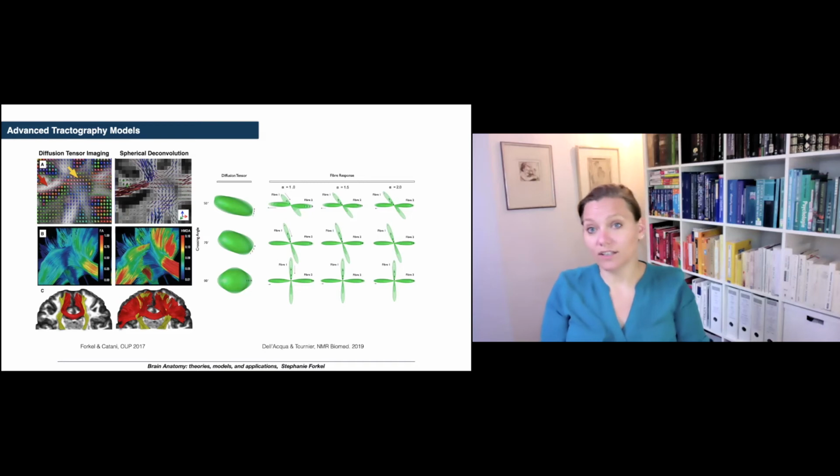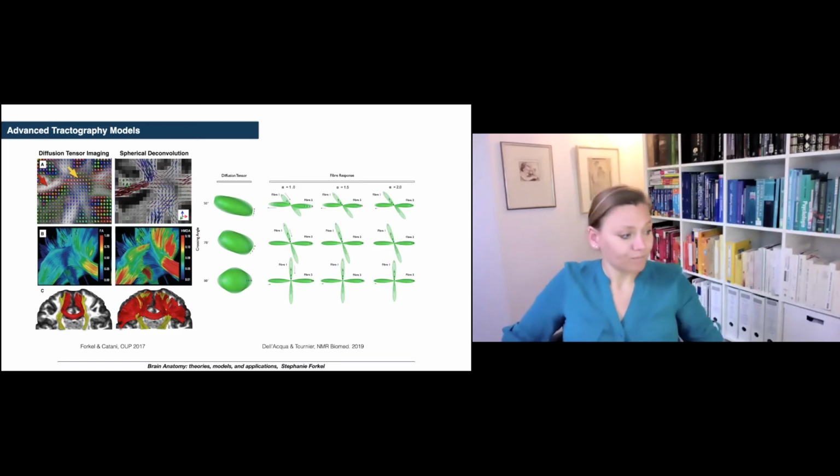So the question is, if that is the case and we get beautiful reconstructions, why don't we use it all the time? Why do we still use DTI? One reason is that the FACT algorithm, the classical DTI algorithm, is actually licensed for the clinic, so that's why it's very often used in the clinic. It's also faster and easier to acquire, and we're going to come to that in a minute.